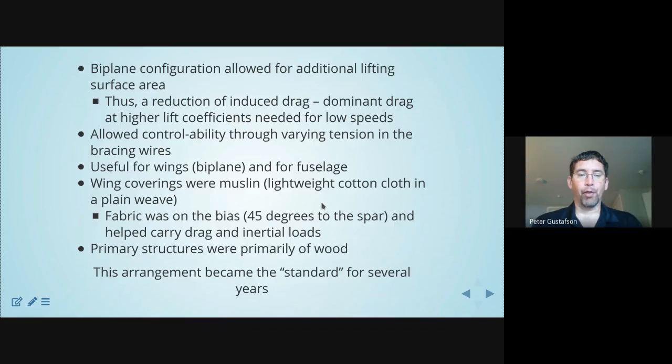So the Wright brothers were able to use lightweight cotton cloth in a plain weave configuration. They oriented that cloth so that the bias of the cloth, you can think of that as the aligned fibers, were oriented 45 degrees relative to the spar. That's relative to the spanwise direction. And because of that 45 degree orientation, that ultimately helped to carry the drag and inertial loads of the aircraft in a tension arrangement.